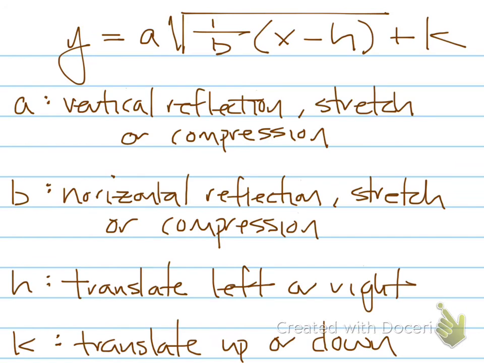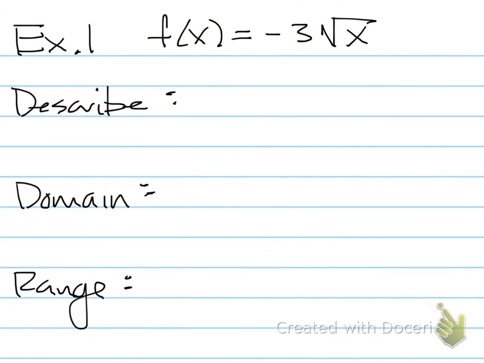We also learned in a previous unit that A tells us whether the graph is going to be vertically reflected, stretched, or compressed. B tells us whether it's horizontally reflected, stretched, or compressed. H will tell us how it's translated to the left or right. K tells us how it's translated up or down.